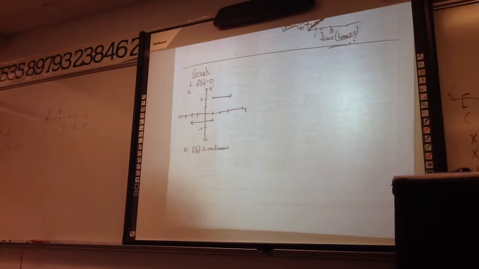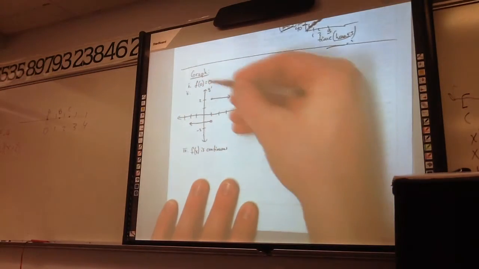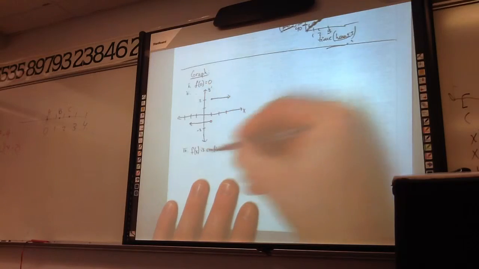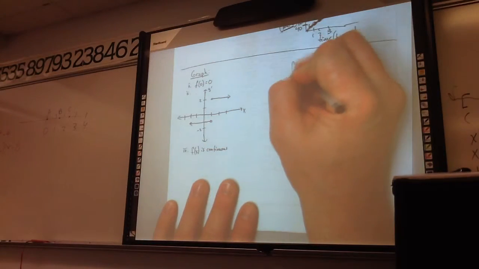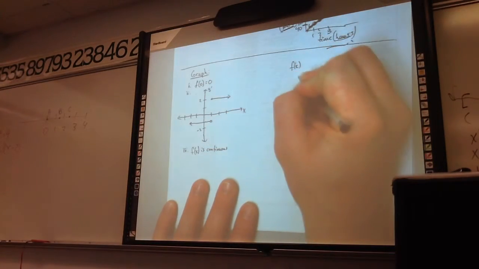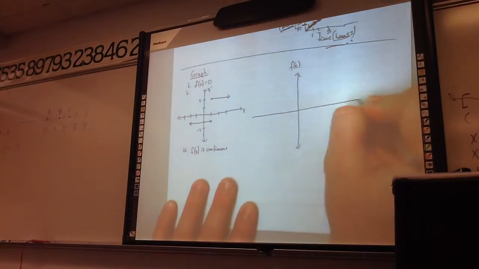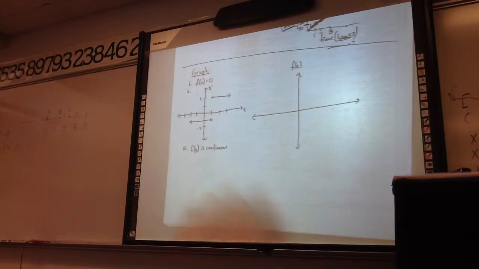So you probably have no idea where to start. That's okay. You might know where to start. We're going to draw a graph that has these conditions. That's the derivative. f of 0 is 0 and f of x is continuous. So we're going to graph f of x here.